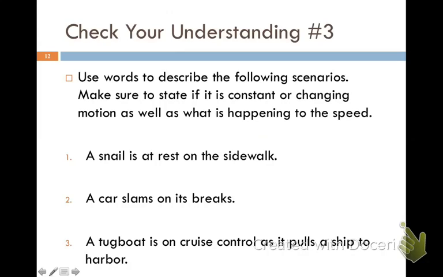So what I want you guys to do here for this check for understanding is go back to those 4 ways of describing motion and fill out 1, 2, and 3 here. And I'll leave that up to you guys.